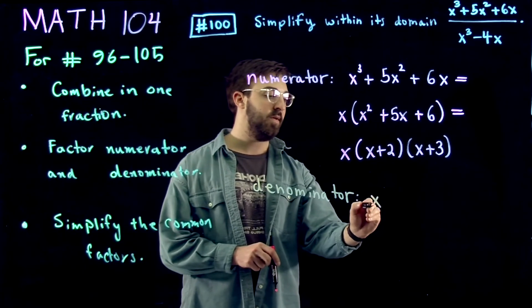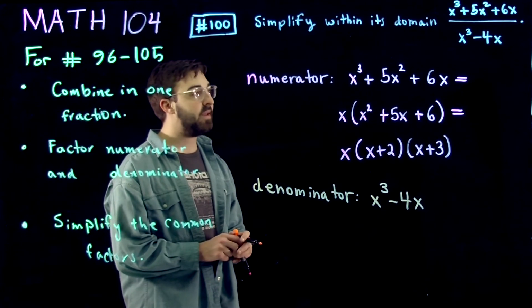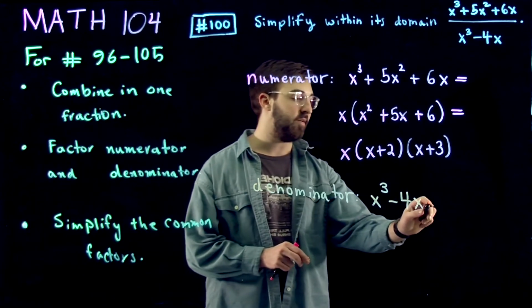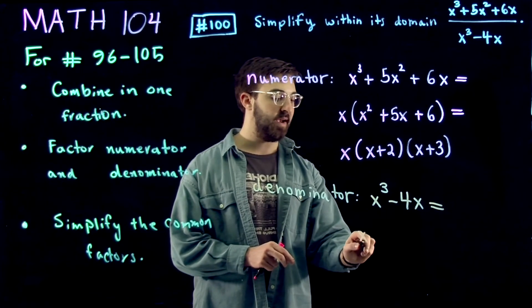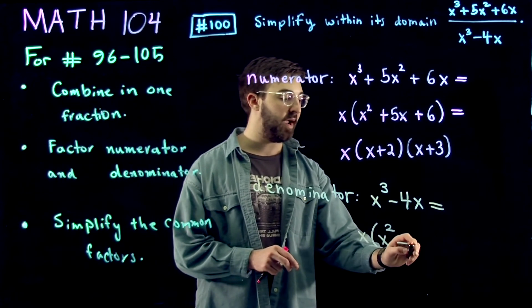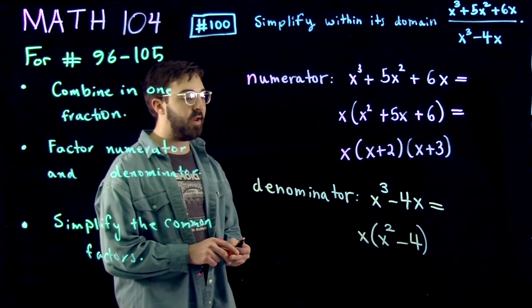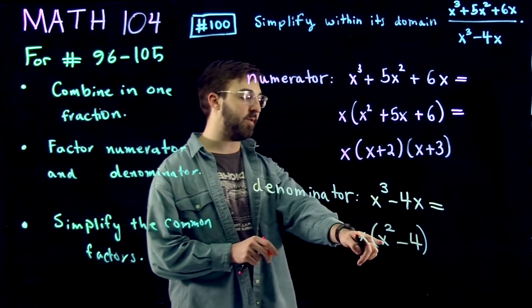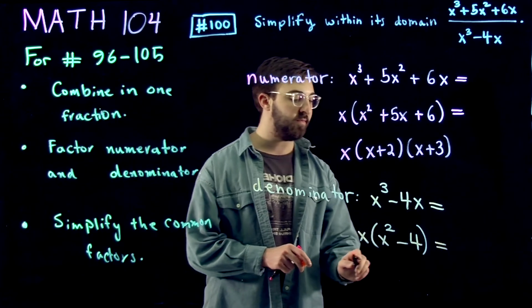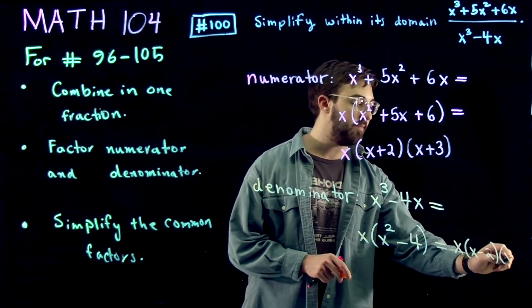Which is x cubed minus 4x. So similarly to what we just did, there's a factor of x in each term here, so I can factor out x. If I take x from x cubed, I'm left with x squared, and if I take x from 4x, I'm left with 4. And now we have x squared minus 4. This is a difference of squares, so this is really x squared minus 2 squared. So by the difference of squares formula, this is x minus 2, x plus 2.